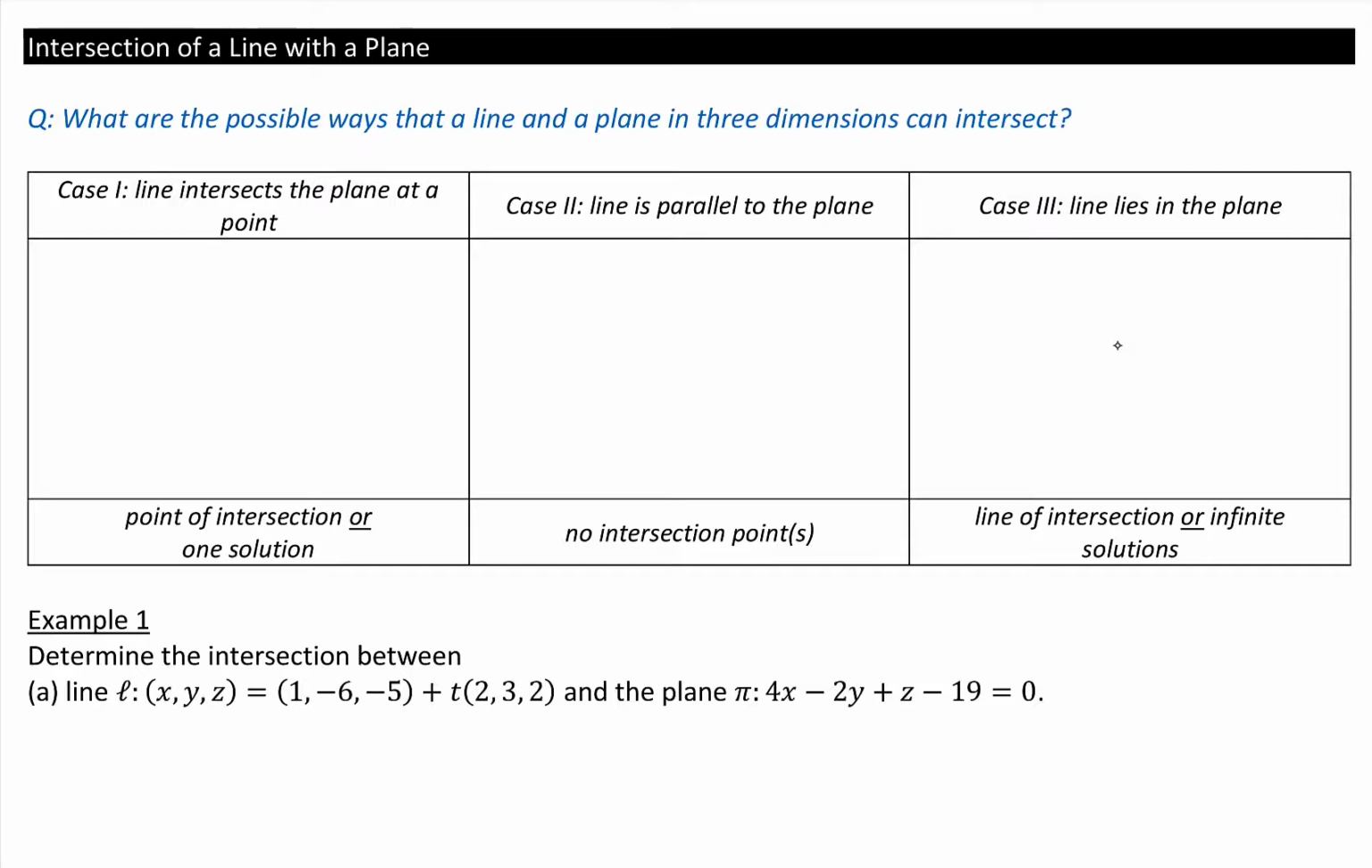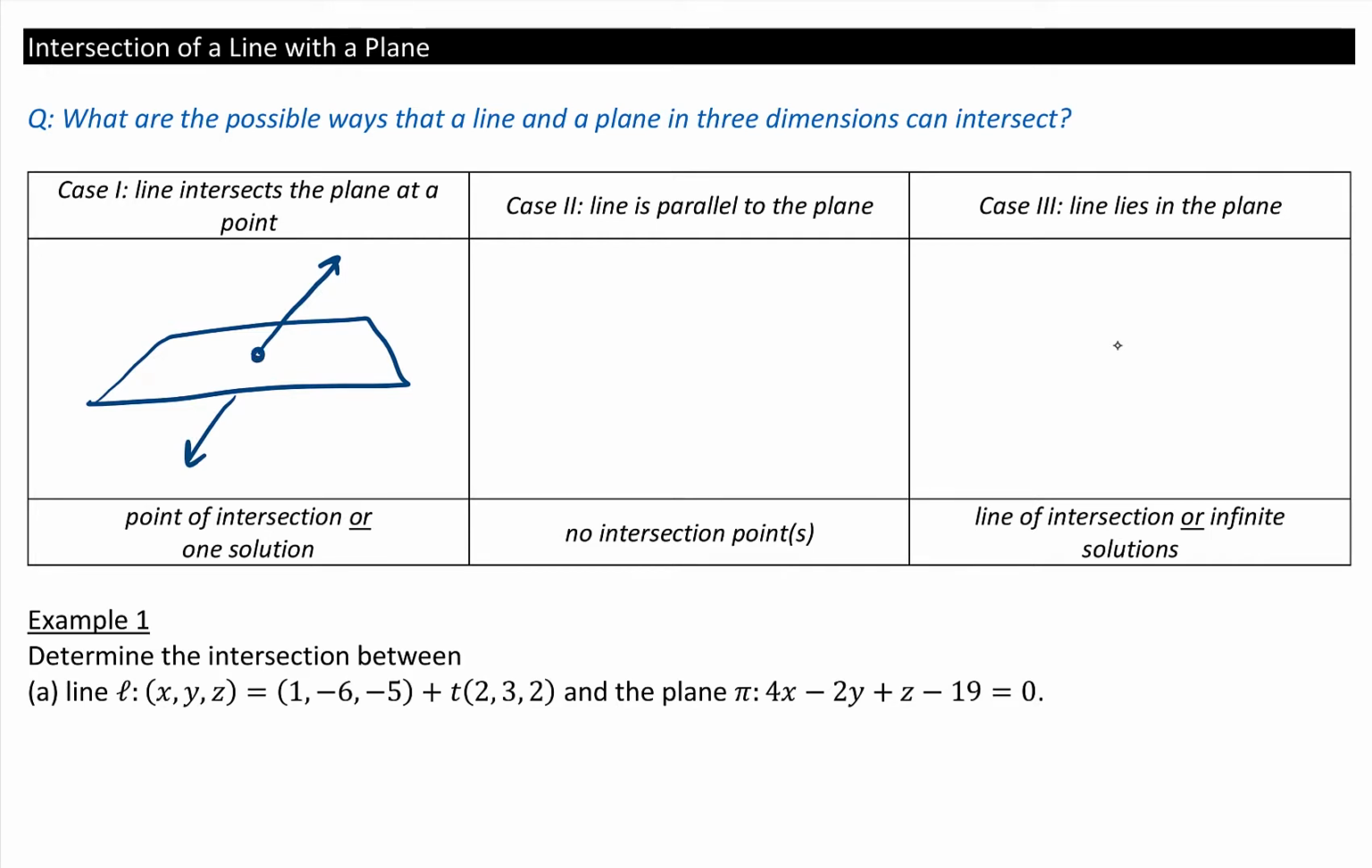So now we're going to look at the intersection of a line with a plane. What are the possible ways that a line and a plane in 3 dimensions can intersect? Our first scenario is that the line intersects the plane at a point. So if we have our plane here, and then we have our line that intersects at a single point.